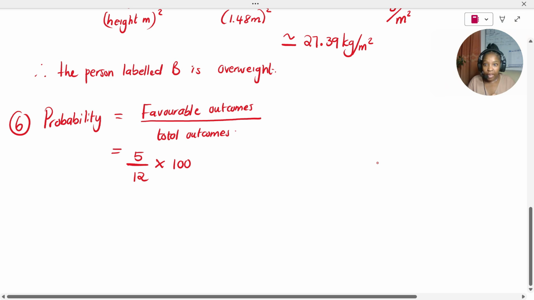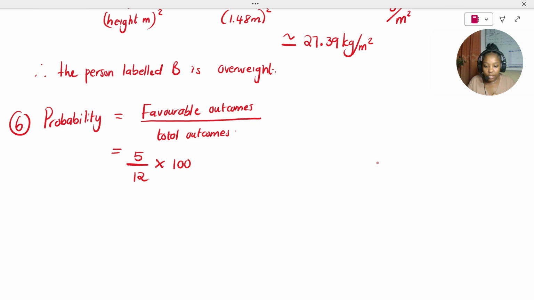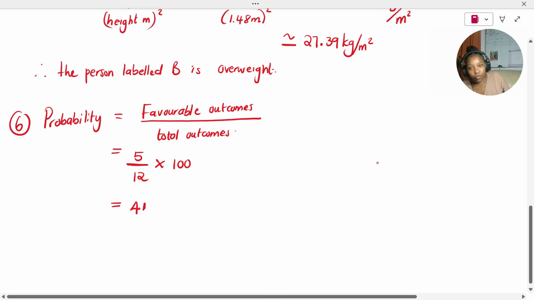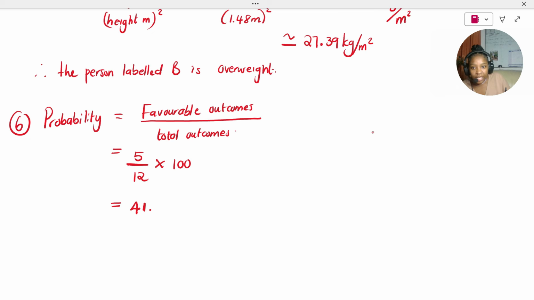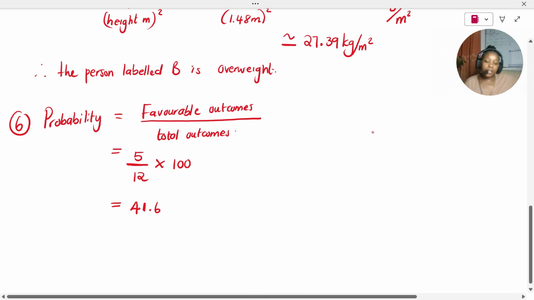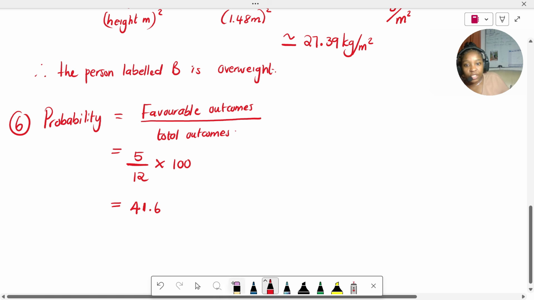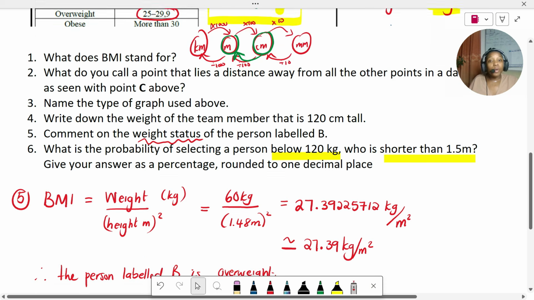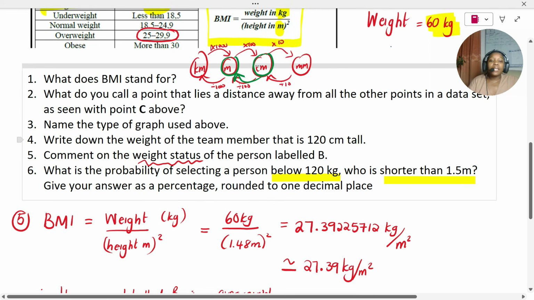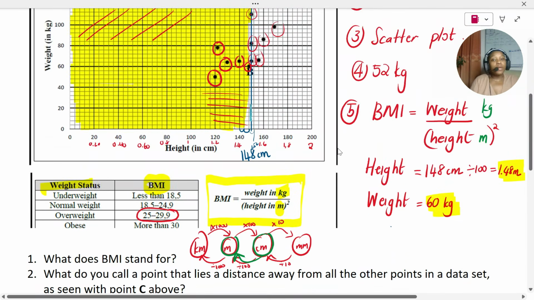So therefore 5 divided by 12 times 100, the probability will be 41 point, I'm going to round it off to, did they tell us? 1 decimal place. So my answer was actually 6, it was 6, 6, 6, 6, 6, 6, and then 7. So if you round it off to 1 decimal place, it's just going to be 41.7%. Okay, so that's the probability of selecting a person that is below 120 kg and who is shorter than 1.5.